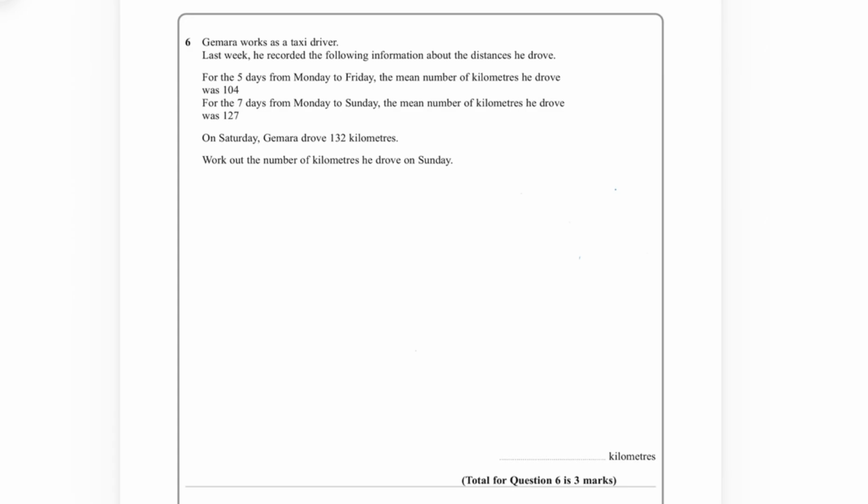Gemara works as a taxi driver. Last week, he recorded the following information about the distances he drove. For the 5 days from Monday to Friday, the mean number of kilometers he drove was 104. For the 7 days from Monday to Sunday, the mean number of kilometers he drove was 127. On Saturday, Gemara drove 132 kilometers. Work out the number of kilometers he drove on Sunday.